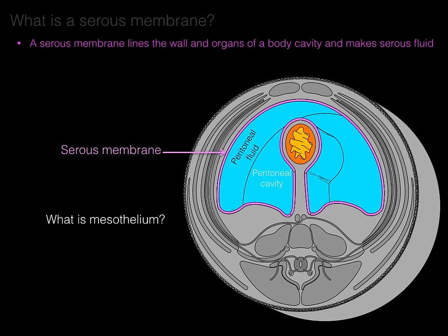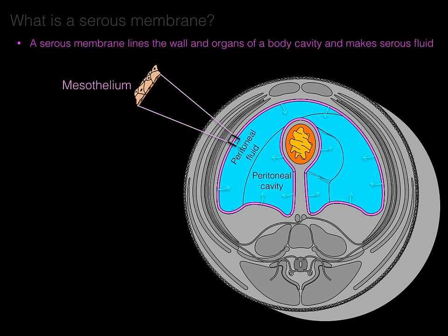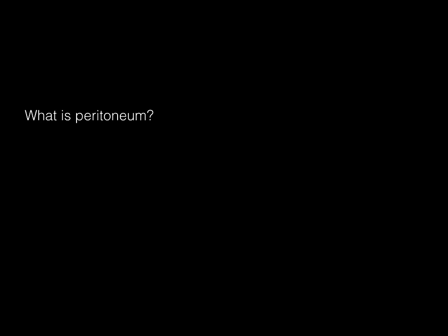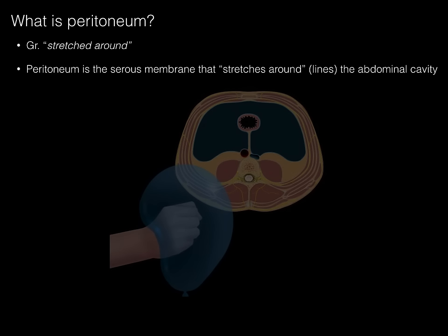So what's mesothelium? Well, if we now take a little section like this and blow it up, that's mesothelium. It's the tissue that comprises the serous membrane and makes the peritoneal fluid that goes in the peritoneal cavity. So what is peritoneum? Well, Greek for peritoneum means stretched around. And so a peritoneum is the serous membrane that stretches around or lines the abdominal cavity, and it's made of mesothelial tissue. So there in blue, we just outlined the lining of this serous membrane that stretches and wraps around the inside of the abdominal cavity and organs.